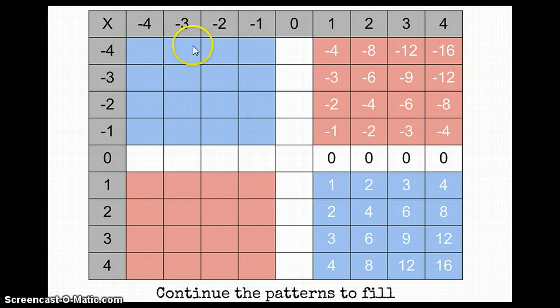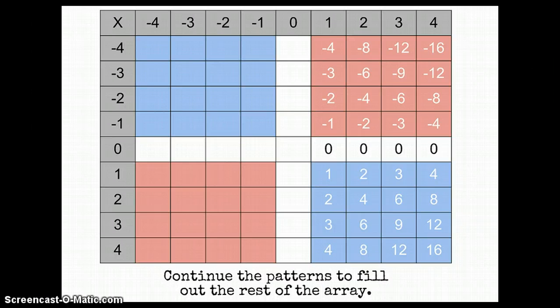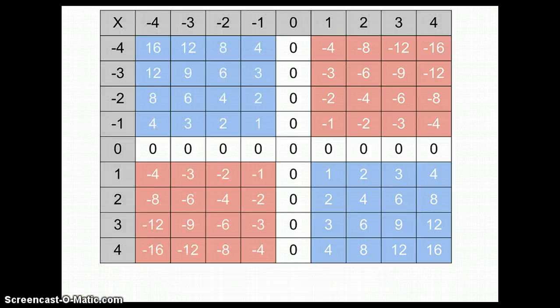We will color the top left section blue, the top right section red, the bottom left section red, and the bottom right section blue. We will leave the 0 row and column blank. Please pause the video and take a few minutes to color in your array and fill in your answers. This is what your completed array should look like.